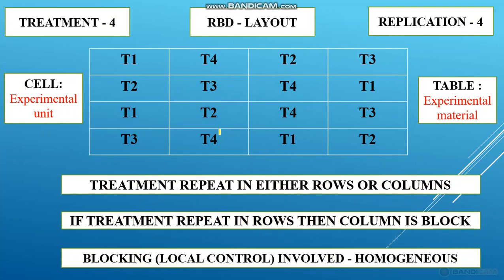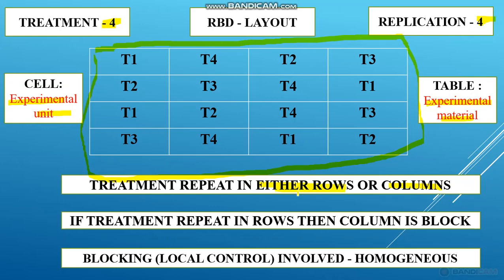Now see the RBD layout, again for 4 treatments and 4 replications. In this also, the whole table is the experimental material and the cell is the experimental unit. Here you can see the treatment repeats in either rows or columns. At least one treatment will repeat in either rows or columns, not both.